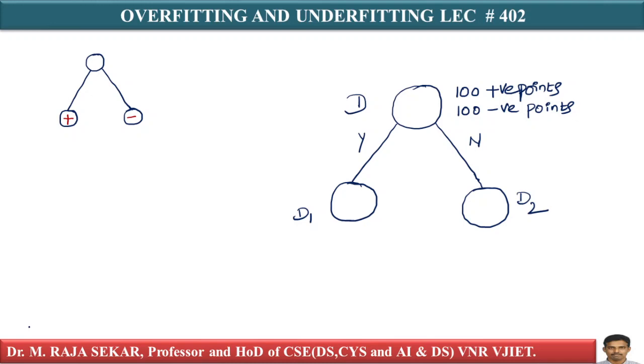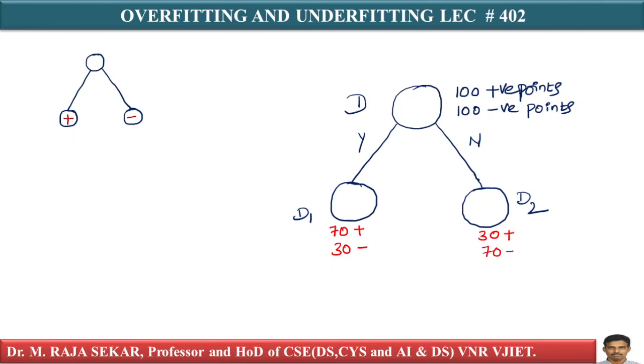This is my data set D. I split it by some feature into D1 and D2. Suppose D1 has 70 positive points and 30 negative points, and D2 has 30 positive points and 70 negative points. None of these nodes are pure nodes. Why? Because a pure node must have data points of only one class.